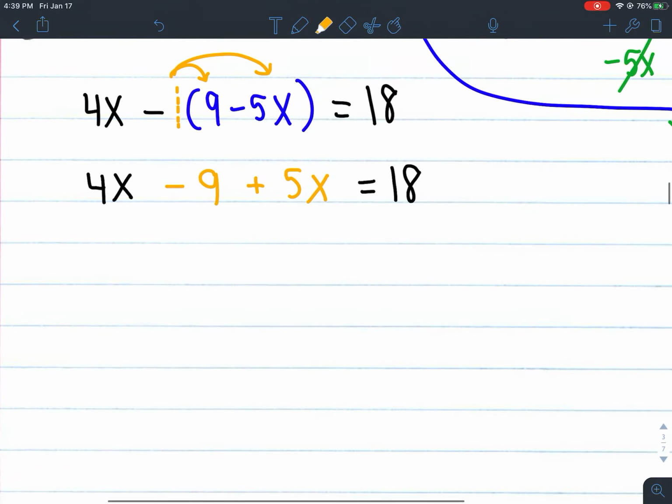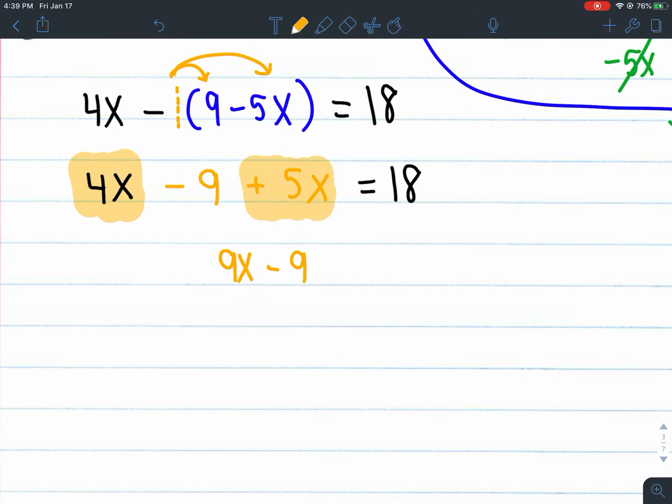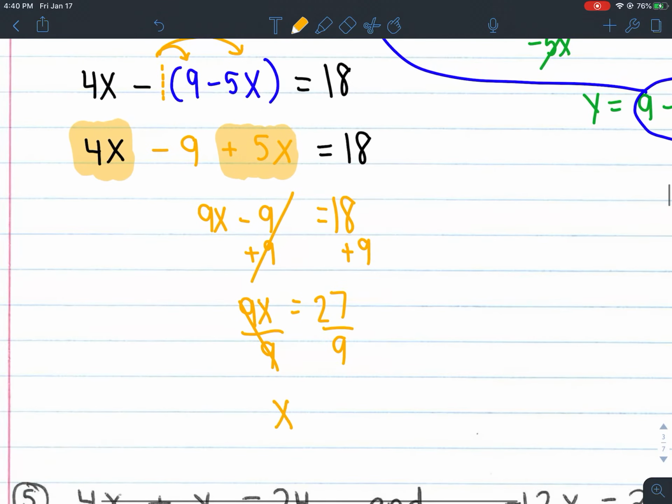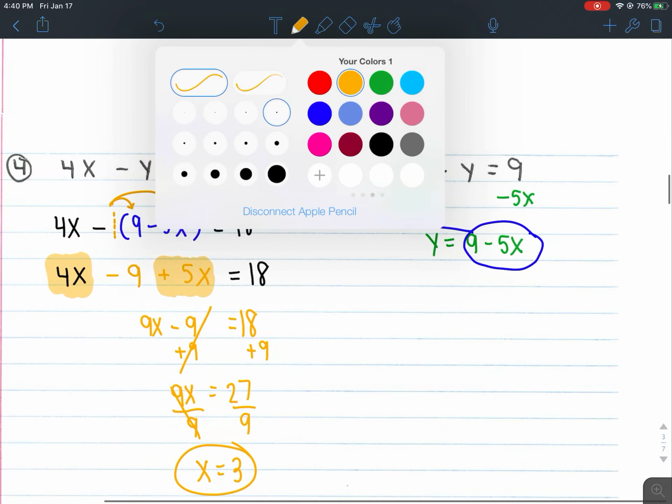Equals 18. Okay, we're going to combine like terms. 4x and 5x combine to make 9x. And then we're going to add 9 to both sides to get 9x by itself. Divide by 9. We get x equals 3. So this is part of our answer.